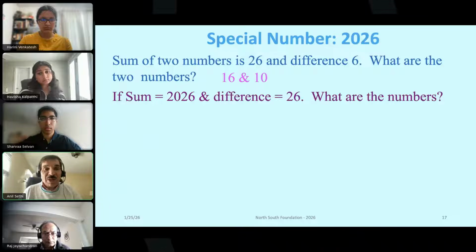Next one is, if the sum is 2026 and the difference is 26, what are the numbers? Now, why we put that up is just to give you an extra challenge. See if you can apply that concept and build on it.